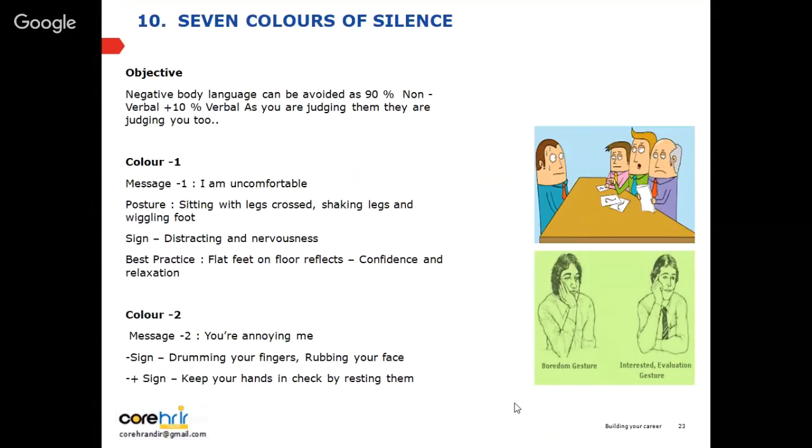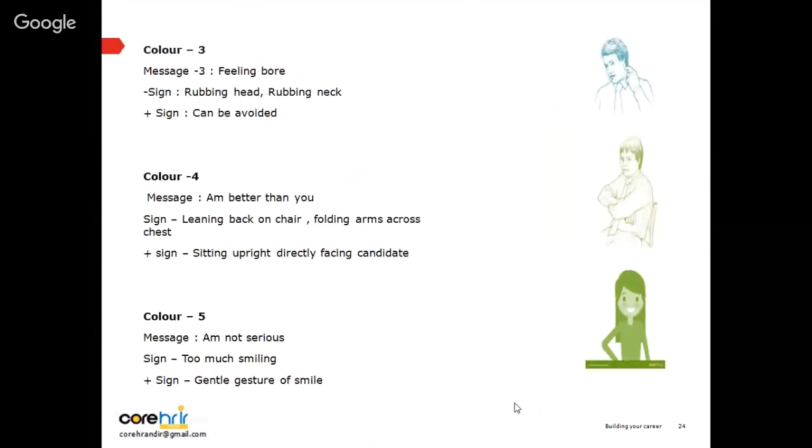So when you are sitting leg crossed, it shows that you are uncomfortable. Automatically the candidate loses interest while answering the question. You are drumming your fingers, which is a sign of annoyance. With all this, we have given the negative and positive signs, and how they can be avoided. So rubbing hands, leaning back on the chair, or too much smiling gives a very casual approach as a hiring manager.